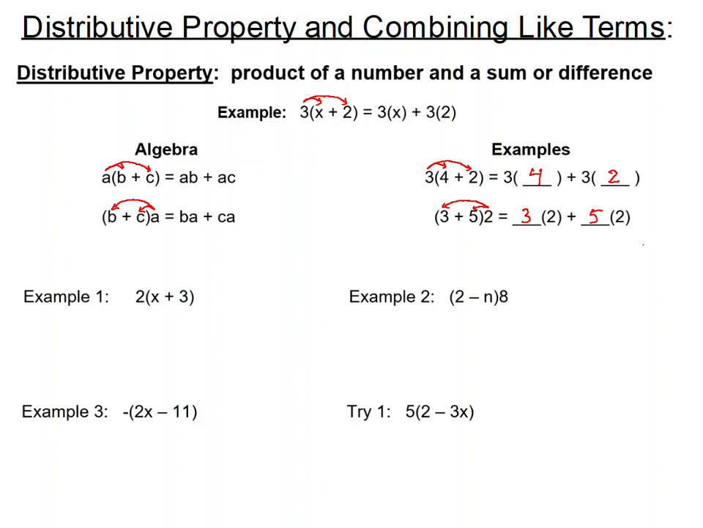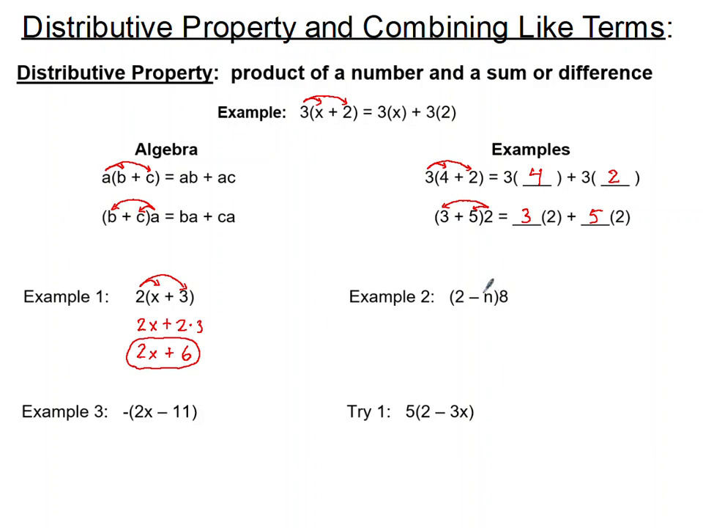I'm going to do 3 examples in this tutorial, and I'd like to end with one try for you. So let's see what we've got. We've got 2 times this quantity of x plus 3. Well, here we go. 2 is going to multiply to x to give us 2x. And 2 is going to multiply to 3 to give us 2 times 3. Don't forget that there's a plus sign in the middle. I used a dot this time instead of parentheses. That's still a good way to show multiplication. And now let's see what we have. 2x will stay 2x. But of course 2 times 3 is 6. So this simplified answer would be 2x plus 6.